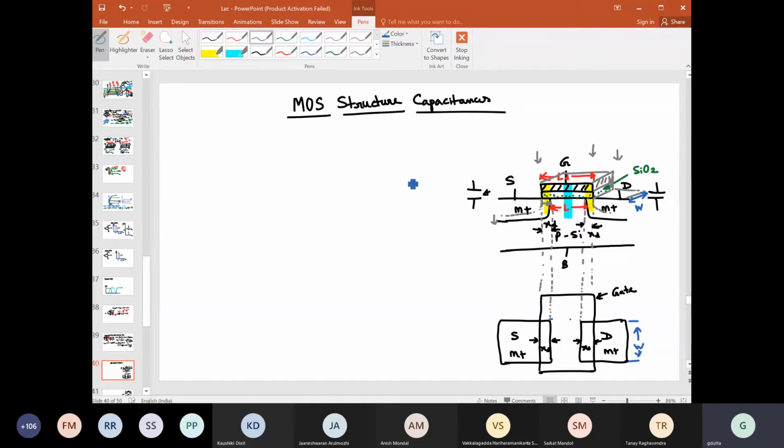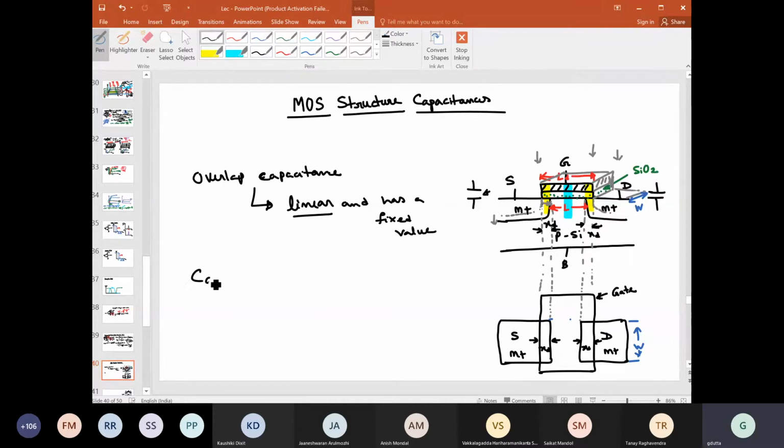MOSFET, right? Okay. So we can write this overlap capacitance, right? And for the overlap capacitance, we can say this capacitance is linear and has a fixed value. What do I mean by linear? Because how do you estimate the capacitance here?